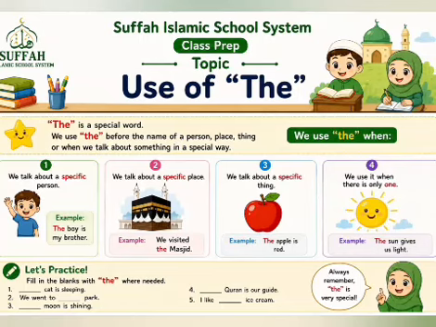"A" is used when a word starts with a consonant sound. "An" is used when a word starts with a vowel sound. And "the" is used to describe any specific or special noun.